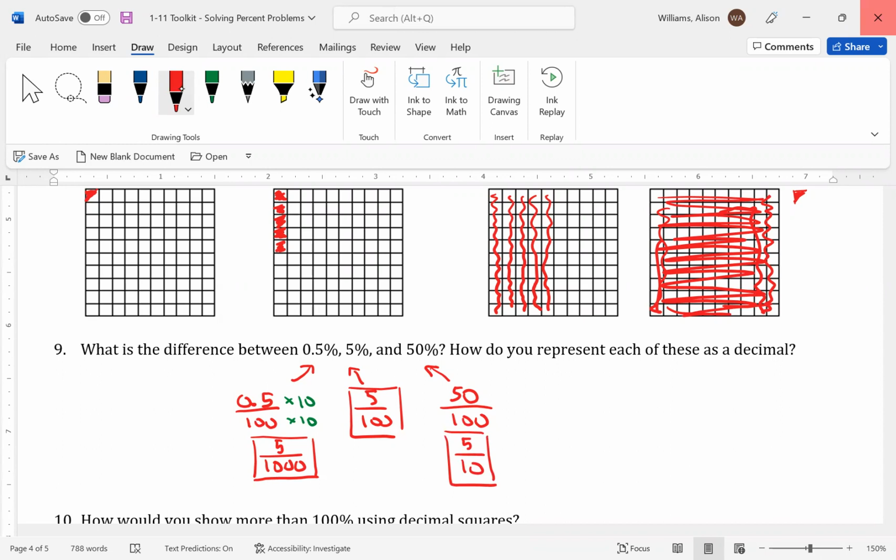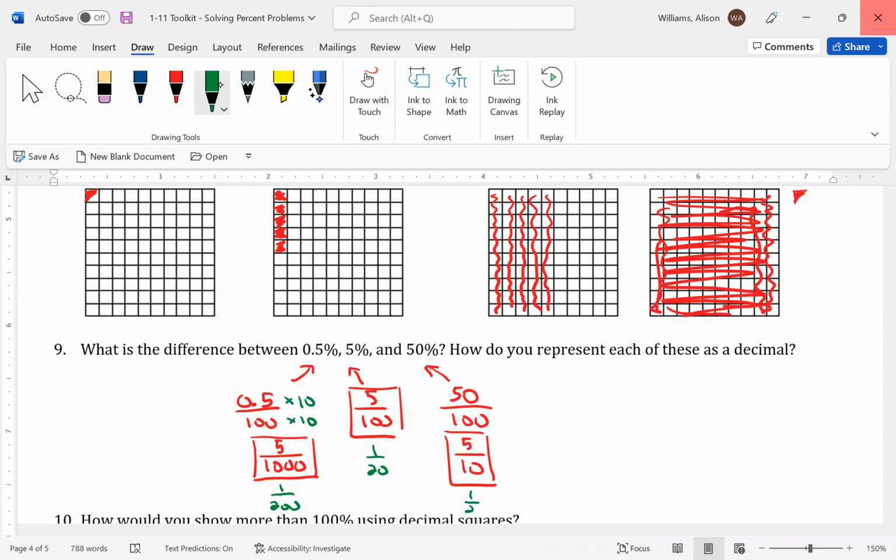Now, all of these numbers do reduce even further as fractions. Just to comment, this would actually reduce to 1 out of 200 versus 1 out of 20 and 1 out of 2. So that's another way of thinking about all three of those representations.